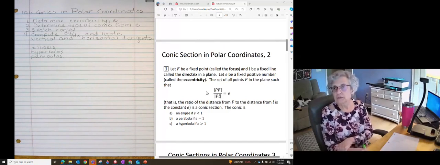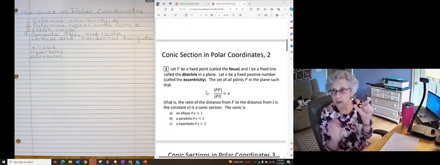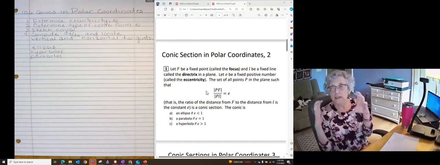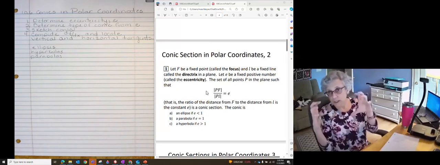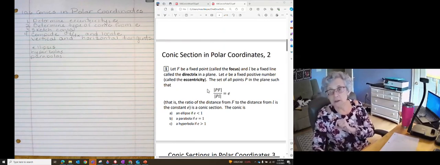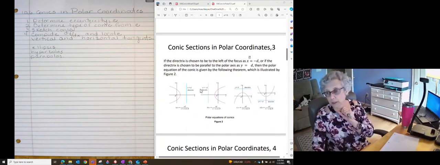If you have the focus and a fixed line called the directrix, and E is a fixed positive number, the set of all points in the plane such that the distance between a point and the focus and the distance between the point and the directrix is equal to E. So that ratio stays the same. If E is less than 1, you have an ellipse. If E is equal to 1, you have a parabola. If E is greater than 1, you have a hyperbola.